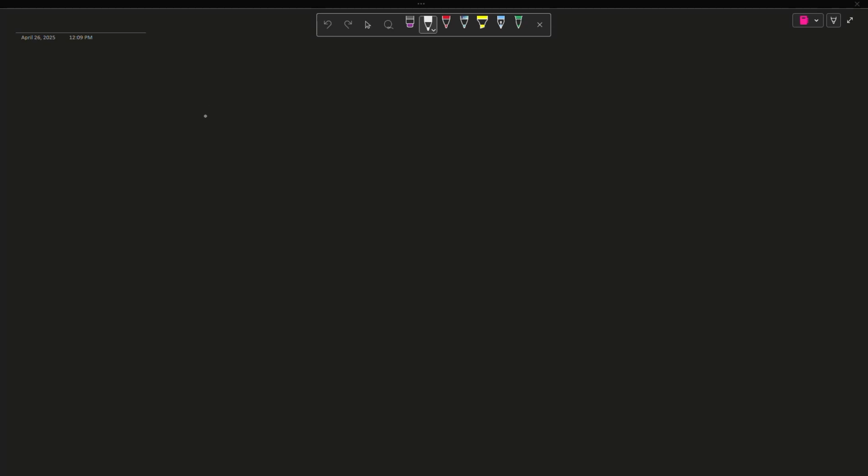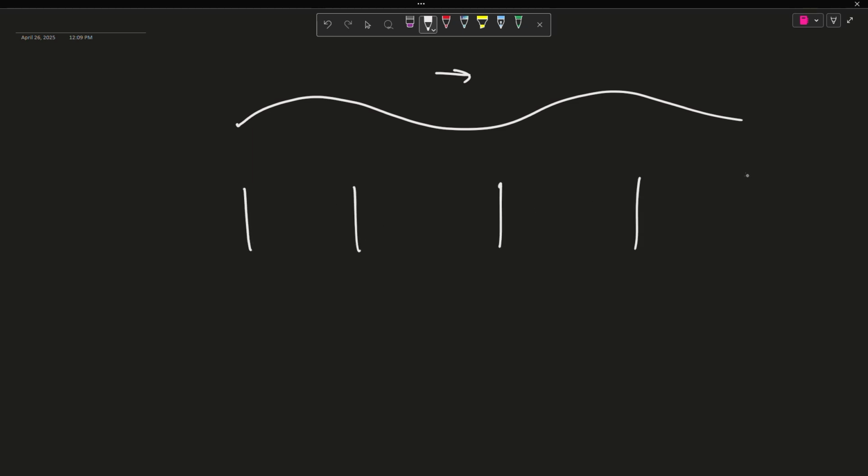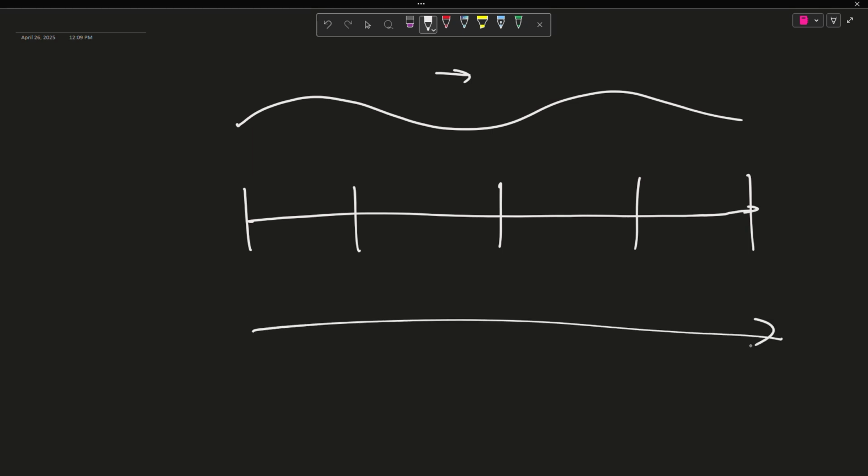So wavefronts move with the waves and are perpendicular to the direction of the wave's motion. So if there's a wave, it's going that way, then the wavefronts look like this. And the rays go in the direction of the wave's energy transfer and are perpendicular to the wavefront. So a ray will be like this, like that.